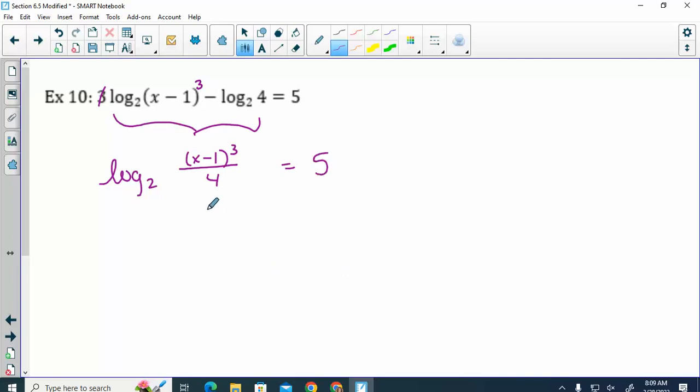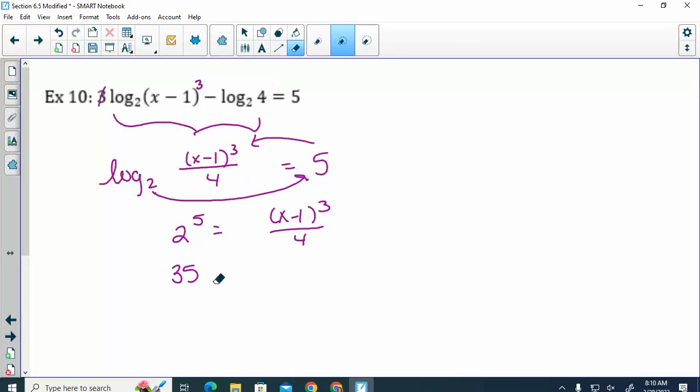Once you have a single log, change it to exponential and get rid of that log first. So it would be 2 to the 5th power equals x minus 1 cubed over 4. So 2 to the 5th is 32. So multiply by the 4.